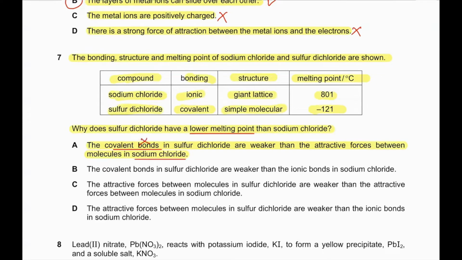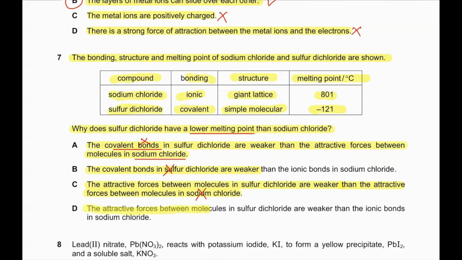So moving on, part B. Okay, the covalent bonds in sulfur dichloride are weaker. So we already talked about that the covalent bond has nothing to do with intermolecular forces. We'll have to talk about intermolecular forces in order to explain melting point. The attractive forces between molecules in sulfur dichloride are weaker. Okay, this is a correct statement. Then the attractive forces between the molecules in sodium chloride. Now in part C, the problem is sodium chloride does not have molecules. It has ions, not molecules.